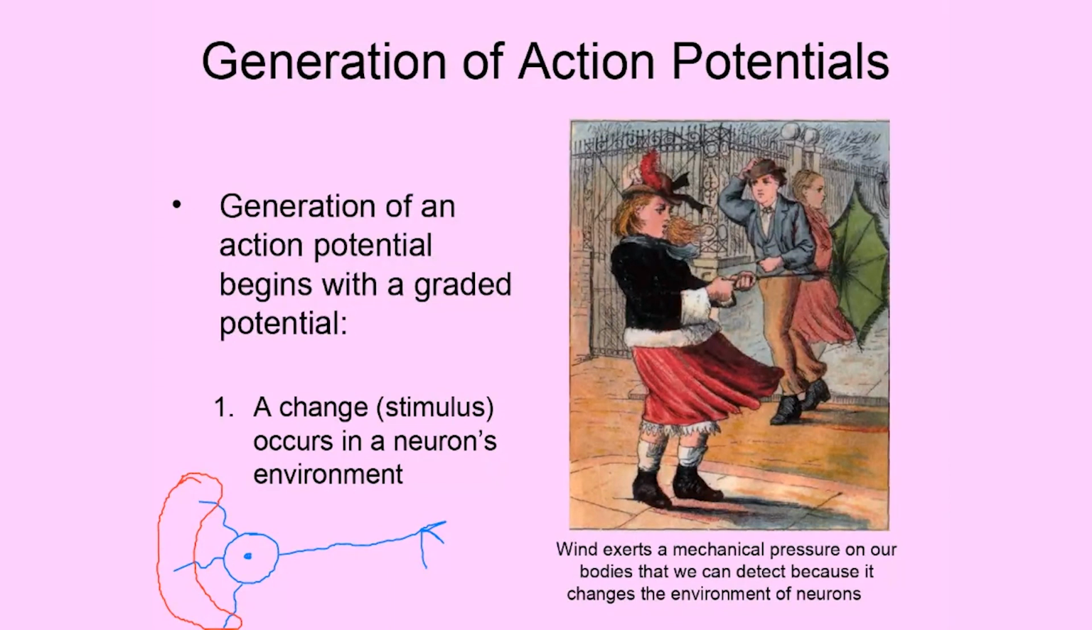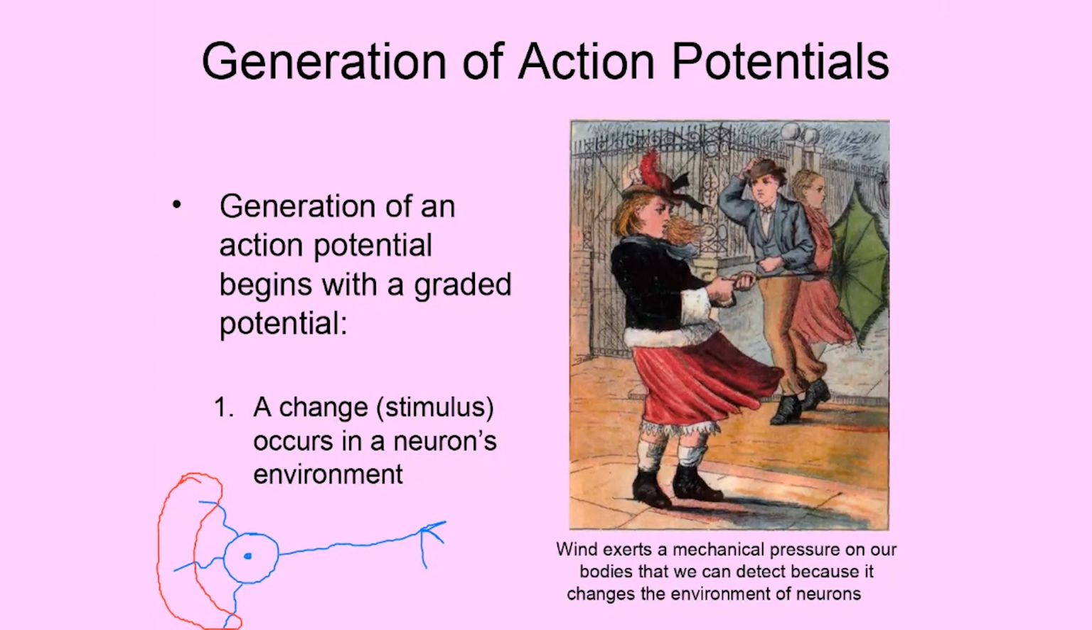And when we're talking about a stimulus occurring or a change in the neuron's environment occurring, I'm using those terms interchangeably. This could be, for example, a change in temperature, if this is a neuron in the skin, or a change in pressure. So if somebody pushes on your skin, you can feel that because there's a change in pressure in the environment of neurons in the skin.